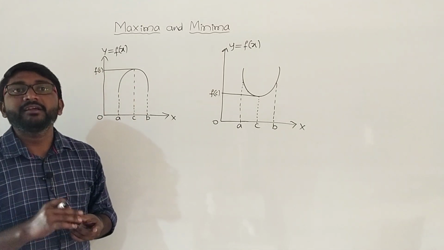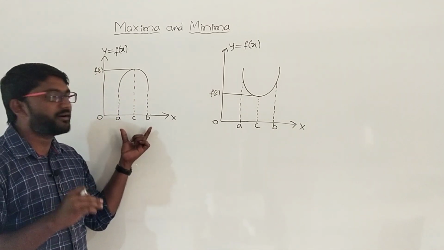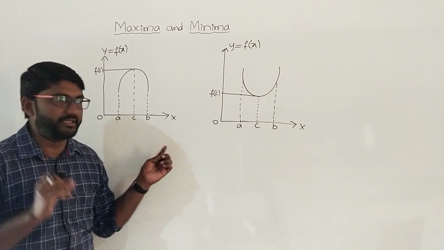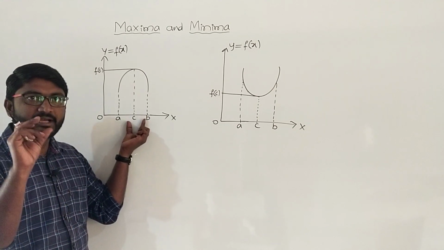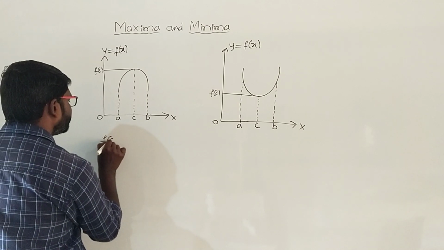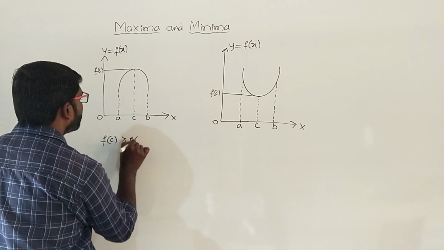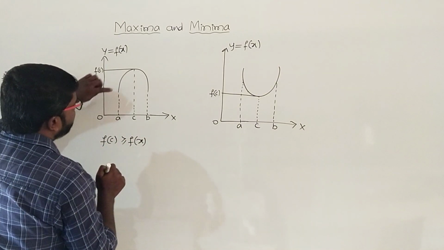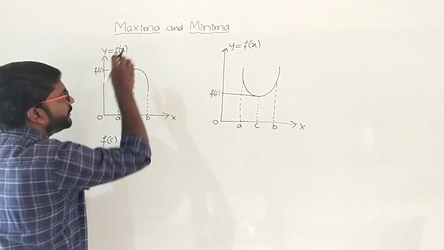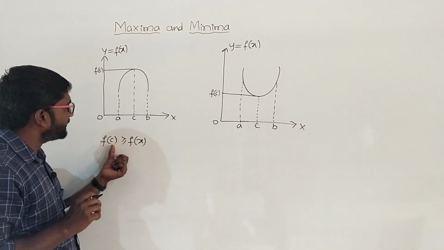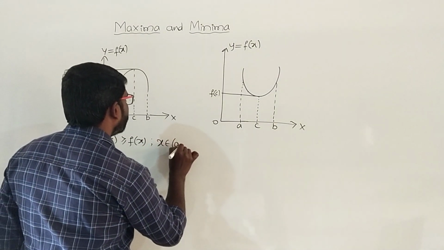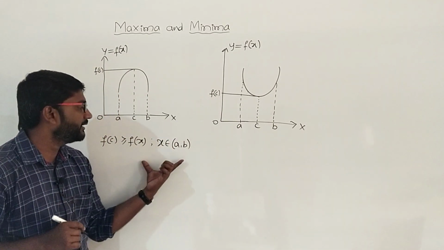So f of c is going to be greater than or equal to f of x for all x belongs to a comma b. In between a comma b you are going to have f of c greater than or equal to f of x. If you take somewhere here and somewhere here, comparing these two values, this value is going to be greater. That is why f of c is greater than or equal to f of x for all x belongs to open interval a comma b.